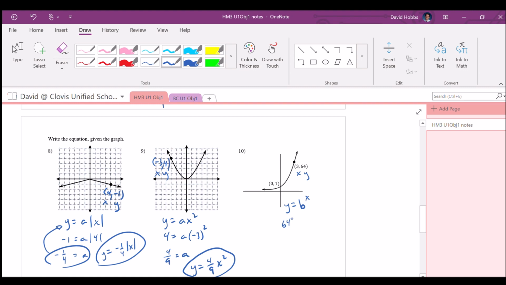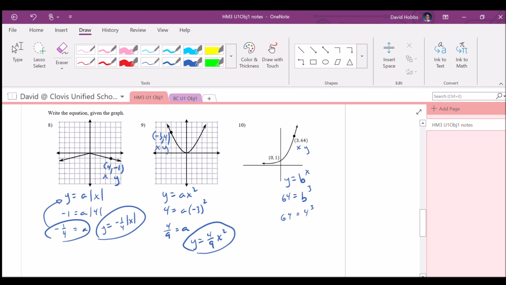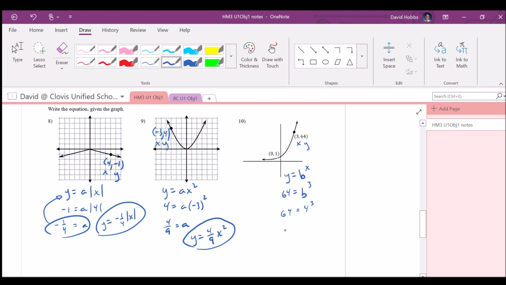So 64 equals b to the 3rd. Okay, now it has to work out nicely. What number to the 3rd power is 64? Well, isn't 4 to the 3rd 64? Okay, so b is 4, so y equals 4 to the x. Make sure your 4's look like 4's and your y's look like y's.